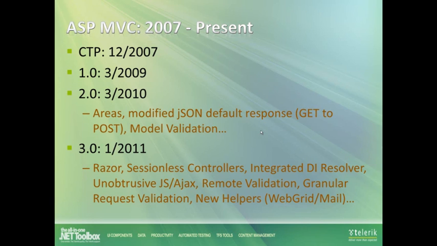2.0 had a number of interesting features, specifically areas, which is a better, more flexible way of organizing your controllers. We also got model validation. But 3.0 has a number of major new features, most notably of which is the Razor View Engine, but we also have sessionless controllers, integrated dependency injection resolution, unobtrusive JavaScript and AJAX, remote validation, new helpers, the web grid, email, Twitter, to name a few. And we'll be going over several of those in today's presentation.